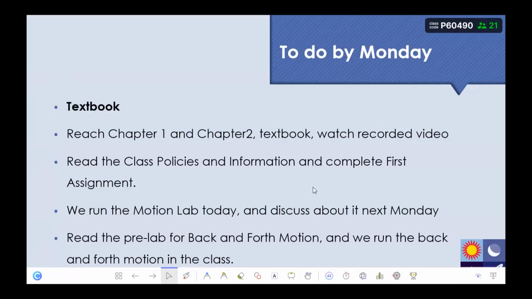Okay, so we run the motion lab today and discuss the lab motion and the results next Monday. We will try to complete it today. If we can't, we'll try to complete it next Monday. We'll start with the motion lab and then we run the back and forth motion. So you are supposed to study the pre-lab for back and forth motion. Again, it is a reading assignment. It's not homework. Good. Any questions so far?